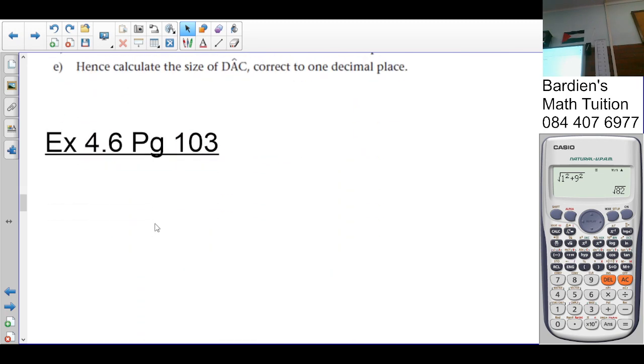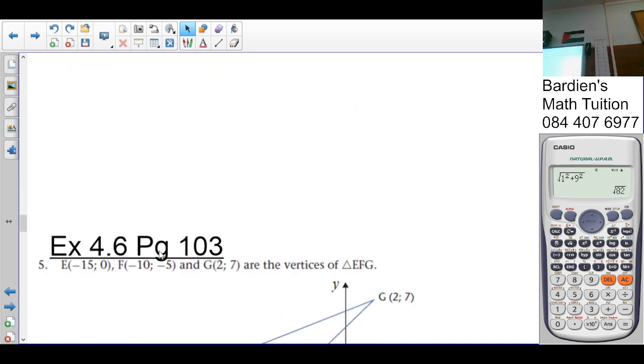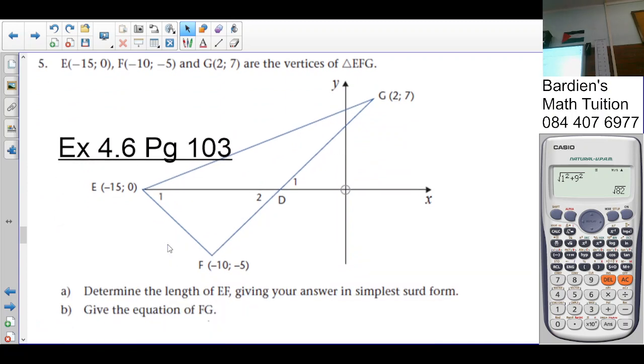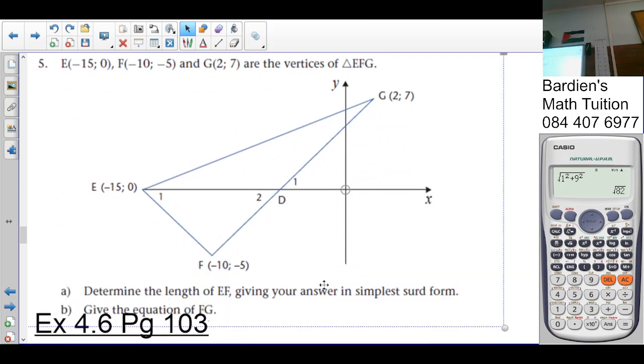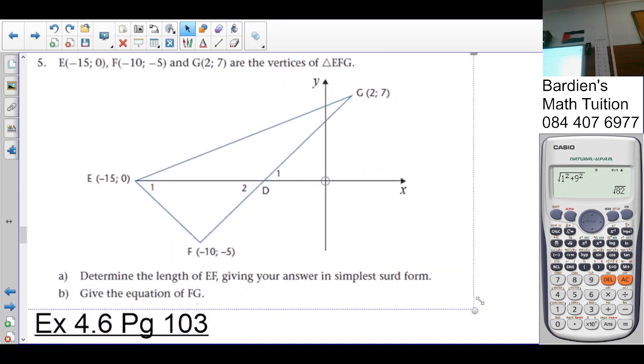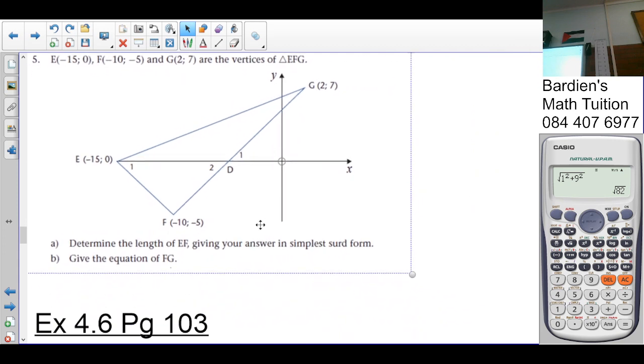They asked you to do number 5 as well, no? So in number 5, in exercise 4.6, we are on page 105. We are told that E is (-15, 0), F is (-10, -5), and G is (2, 7). These are the vertices of triangle EFG.